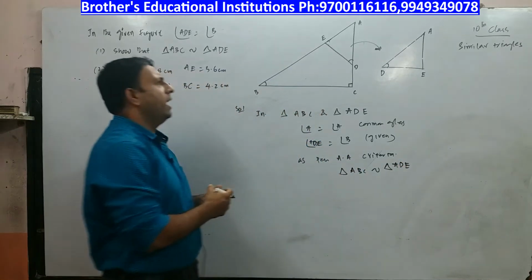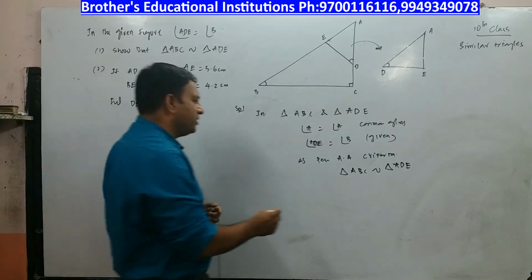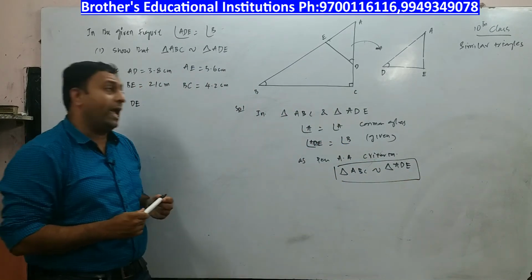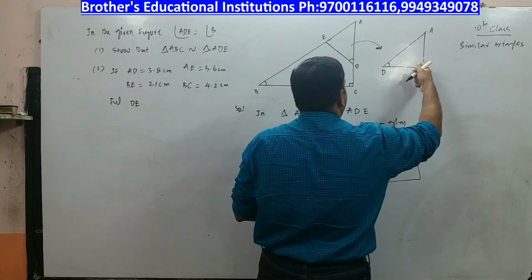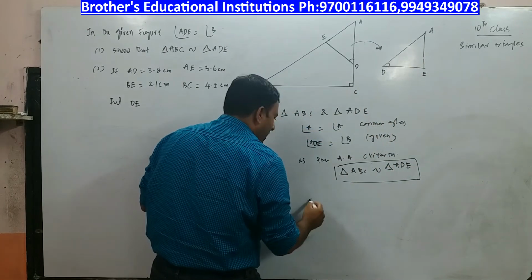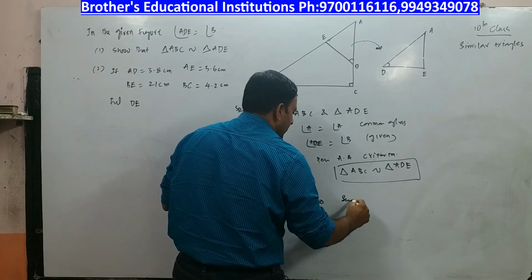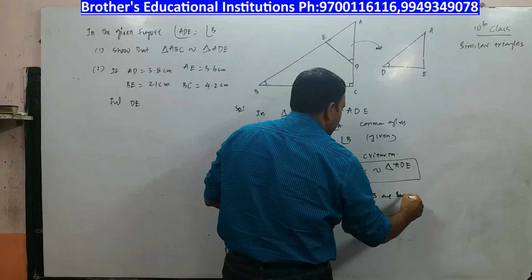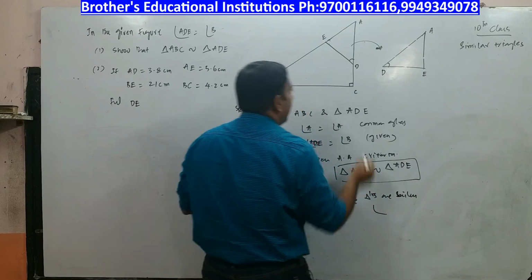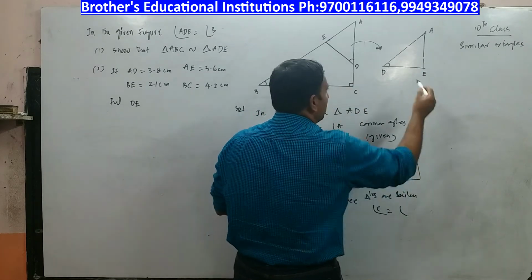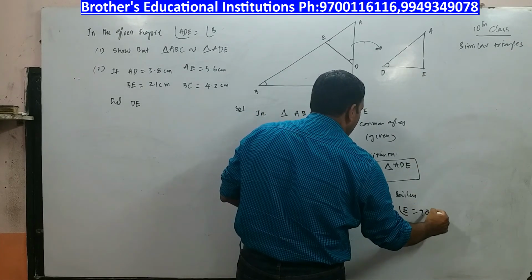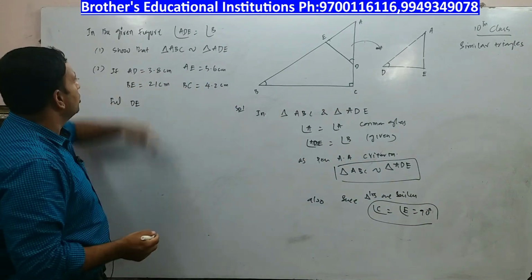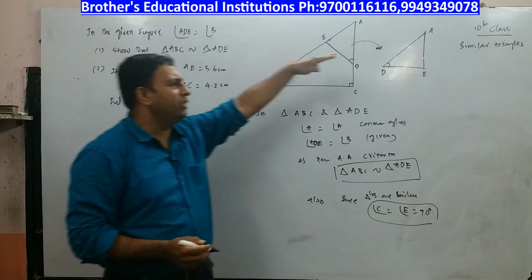Now once you declare the two triangles are similar, the first job is done. Once you declare the two triangles are similar, their corresponding angles are equal. Means this angle E will be equal to angle C. Also, since triangles are similar, angle C is equal to angle E, which is equal to 90 degrees. I do not know whether I will be able to use it, but I am just mentioning it over there. So I did my first job of proving these two triangles similar.